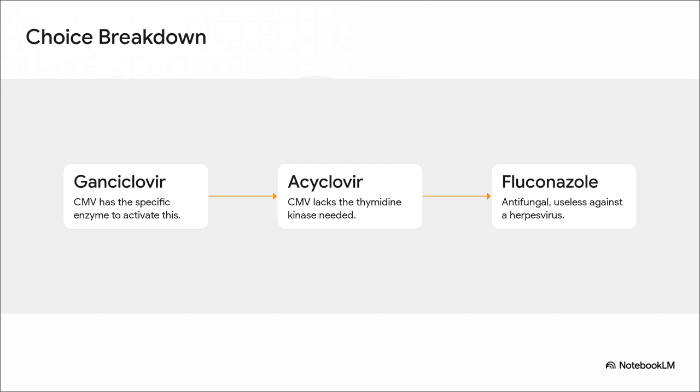And this brilliantly illustrates the biochemical mandate. Ganciclovir is required precisely because CMV lacks the thymidine kinase necessary to phosphorylate and activate standard guanosine analogs like acyclovir. That makes choices A and C completely ineffective. Choice D, corticosteroids, will dangerously exacerbate active viral replication, so that's out. And choice E, fluconazole, that's an antifungal, which is entirely useless against a human herpes virus.